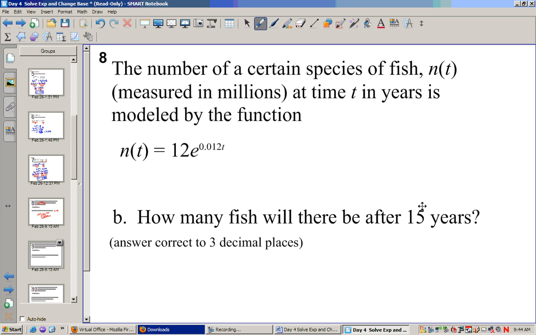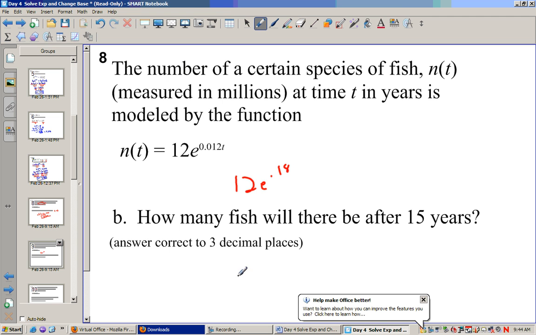How many fish will there be after 15 years? Well, I just plug in a 15 here. So I take 15 times 0.012. I get 0.18. And then now I have 12 times e to the 0.18. Now there's a nice e button on your calculator when you hit second natural log. And if I could just type that all in at once, I'd get 14.3666, so that's 14 million.